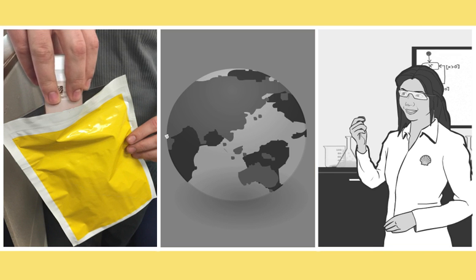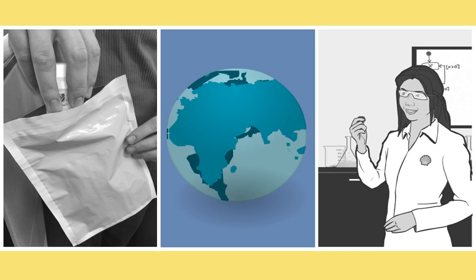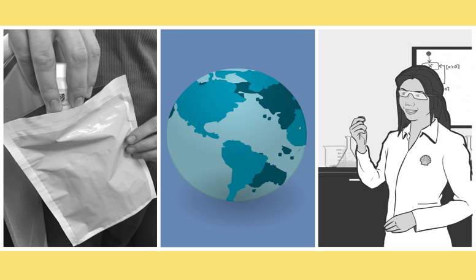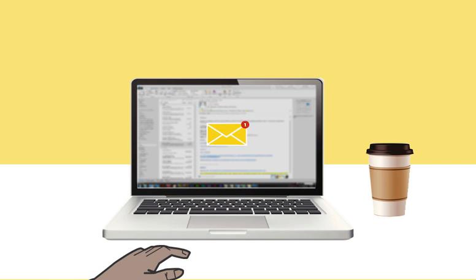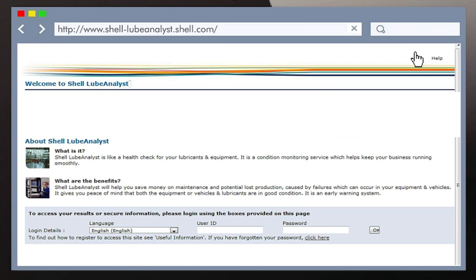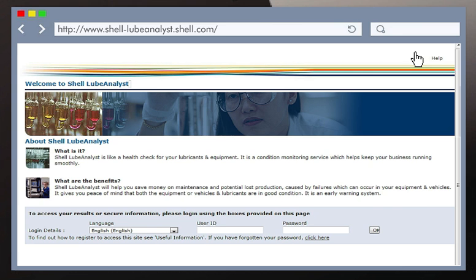You've sent in your sample, and the Shell LubeAnalyst lab has tested and diagnosed it. Now your analysis report is ready for review. You will receive your report via email, or you can retrieve your sample's report at the Shell LubeAnalyst website. Enter the username and password that was created for you by the system when you registered.